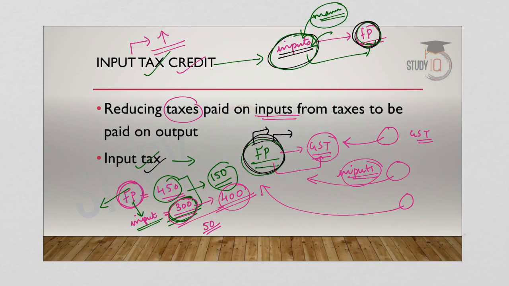So this tendency of inflating the input tax credit is very much prevalent in the GST regime, and that is deteriorating revenue under the GST regime, and this is one major reason. That is why it has become very important.